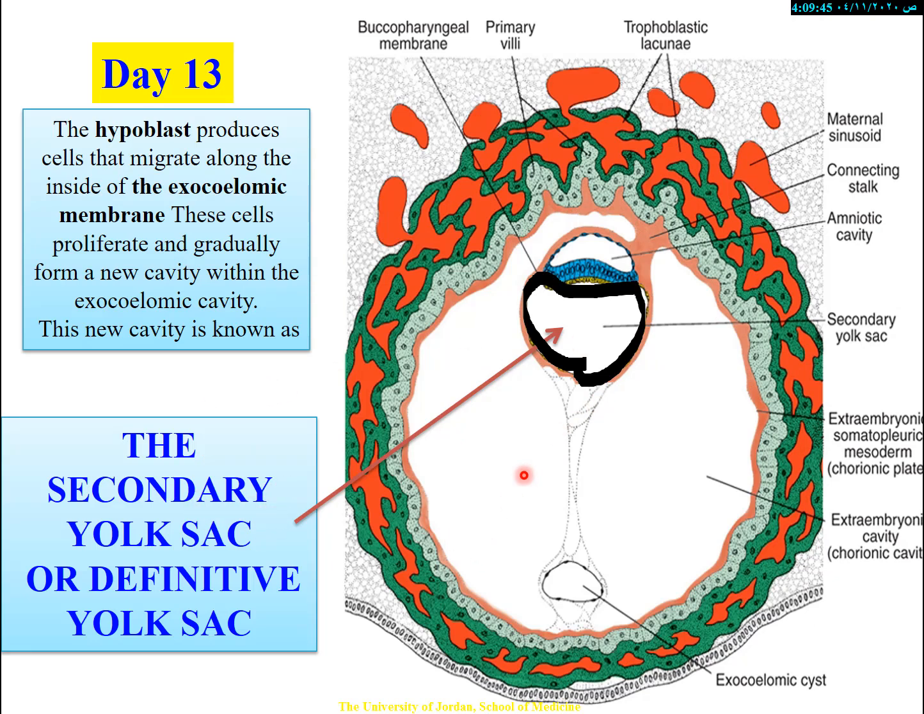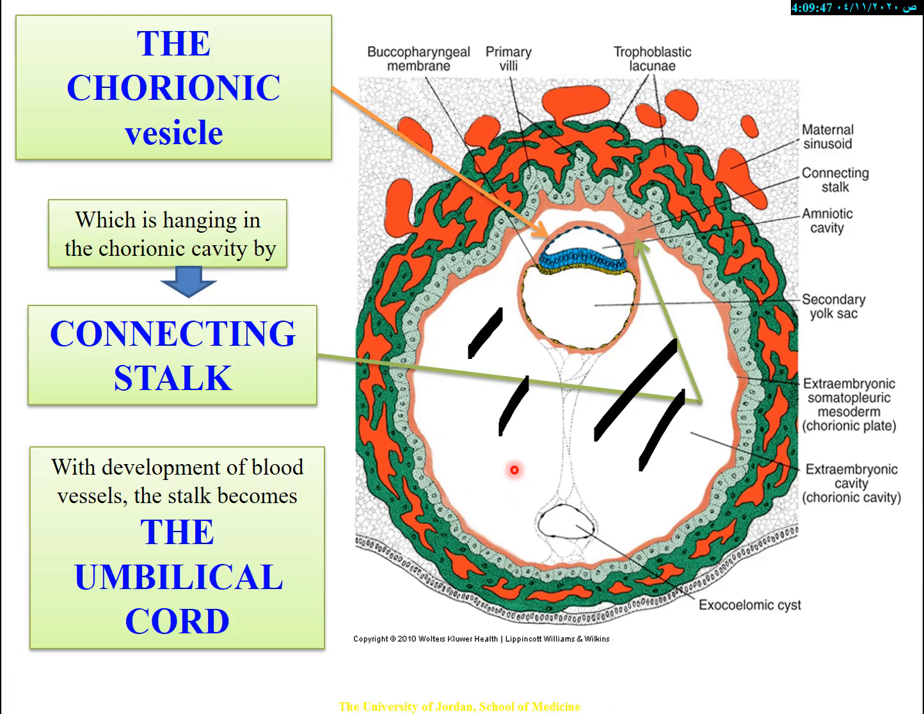But we have also got a new cavity. This cavity is the chorionic vesicle here. The whole thing is called the chorionic vesicle, and here is the chorionic cavity.